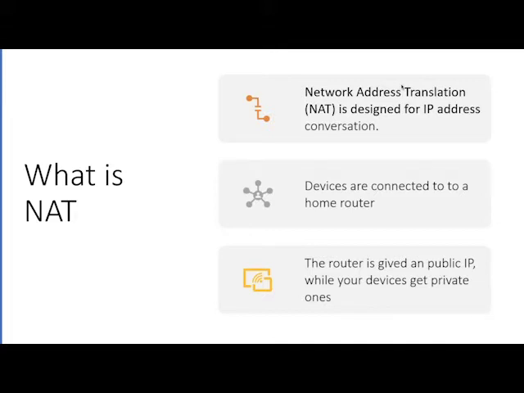Network Address Translation, NAT, is designed for IP address conversions. Our home devices are connected to a home router, and then the router is given a public IP while our devices are given private ones. And it's all along a linked path.